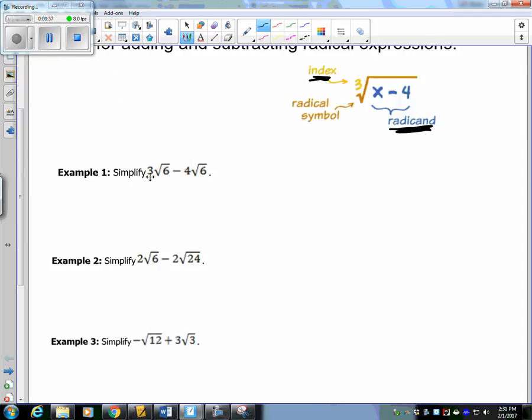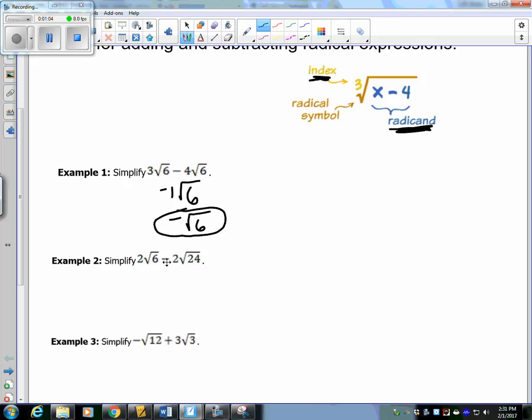Example 1. 3 square root of 6 minus 4 square root of 6. So we both have square roots. That's good. And what's underneath the square root is the same. The radicand. We have 3 of them. 3 square root of 6, we're subtracting 4. It's going to leave us with a negative 1 square root of 6. Negative 1 times the square root of 6 is a negative square root of 6. So that's your final answer.